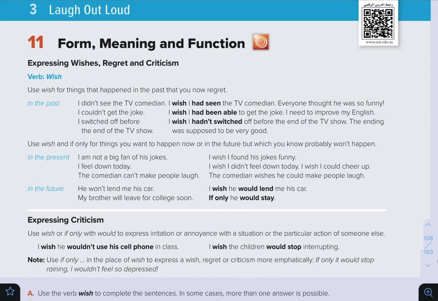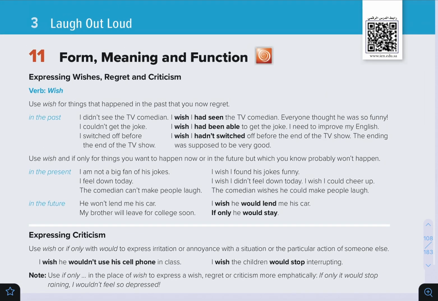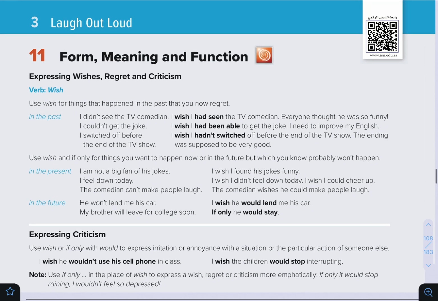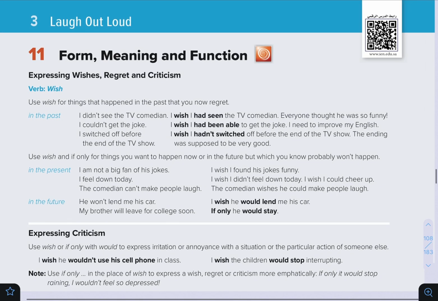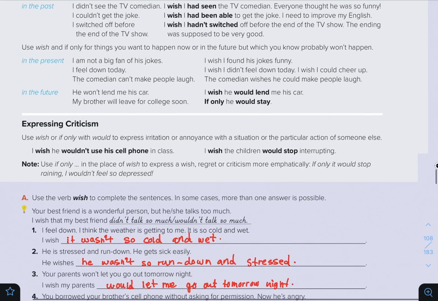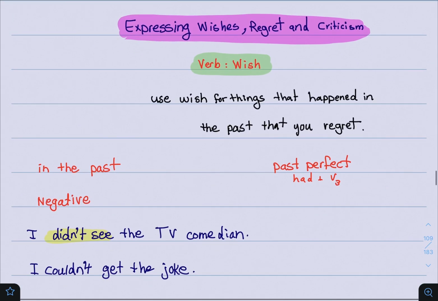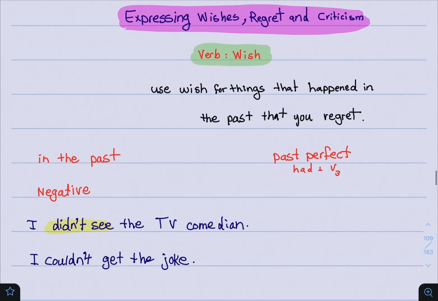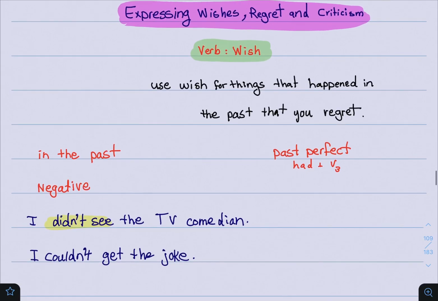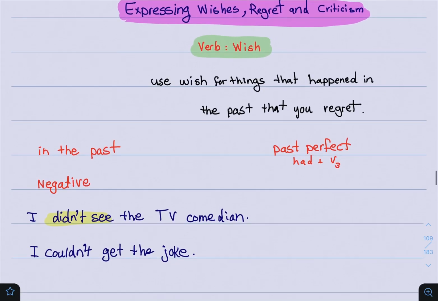So right now I'd like you to move on to pages 44 and 45 and please follow up with me as I explain this lesson. So as usual, just a reminder, the title of this unit is Laugh Out Loud and we will be looking at 11 for meaning and function. Now, the first thing we will be looking at is expressing wishes, regret, and criticism. كيف نعبر عن التمني أو الندم أو النقد.